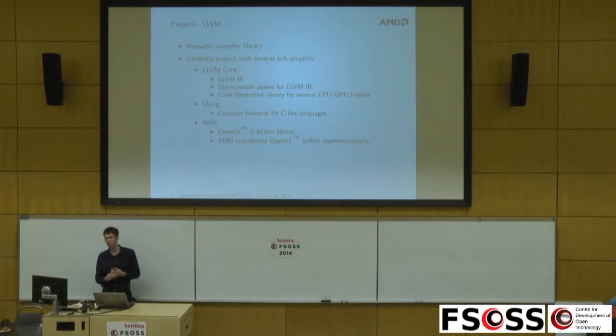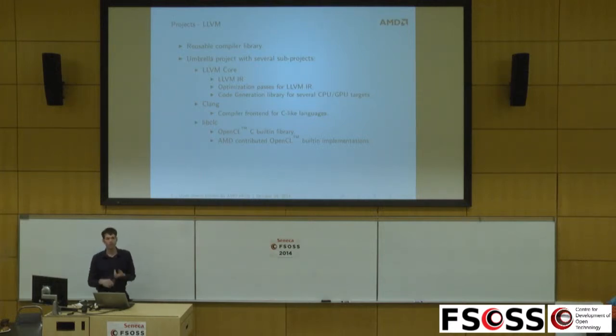And yet another project we're involved in is called LLVM. LLVM is a reusable compiler library, and it's actually an umbrella project with several sub-projects. So you have LLVM core, which defines an intermediate representation that's supposed to be sort of like an assembly language that's generic, that you can write and compile to code on a number of different systems. The core also has optimization passes for this IR, and then code generation.